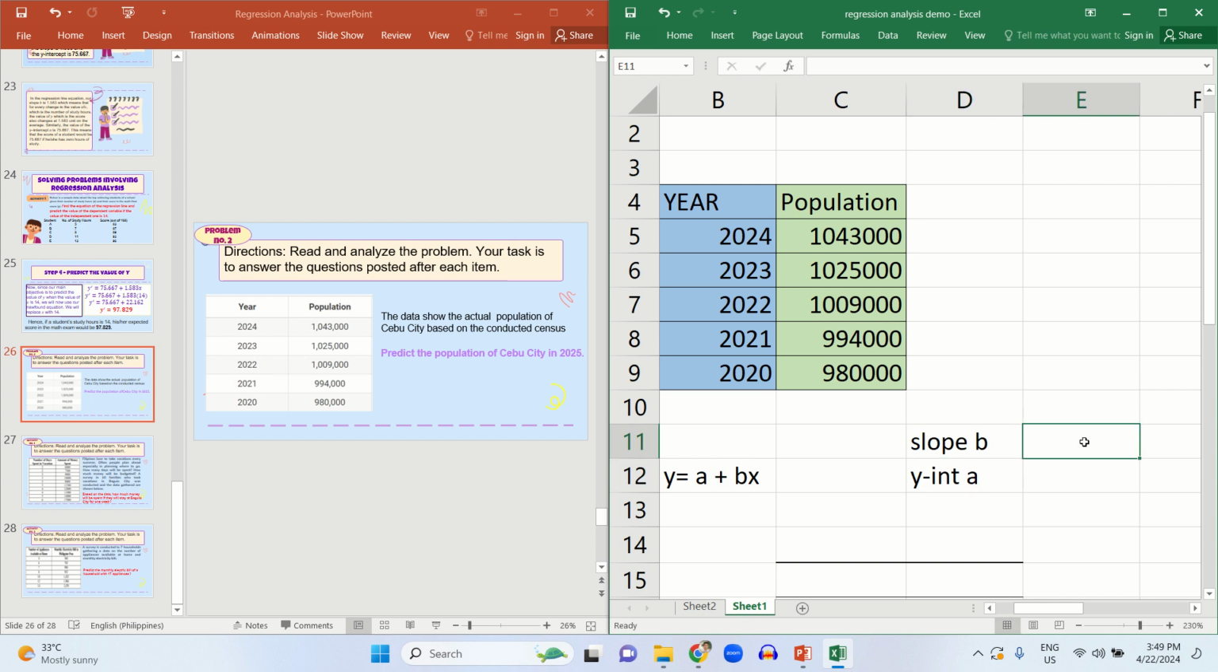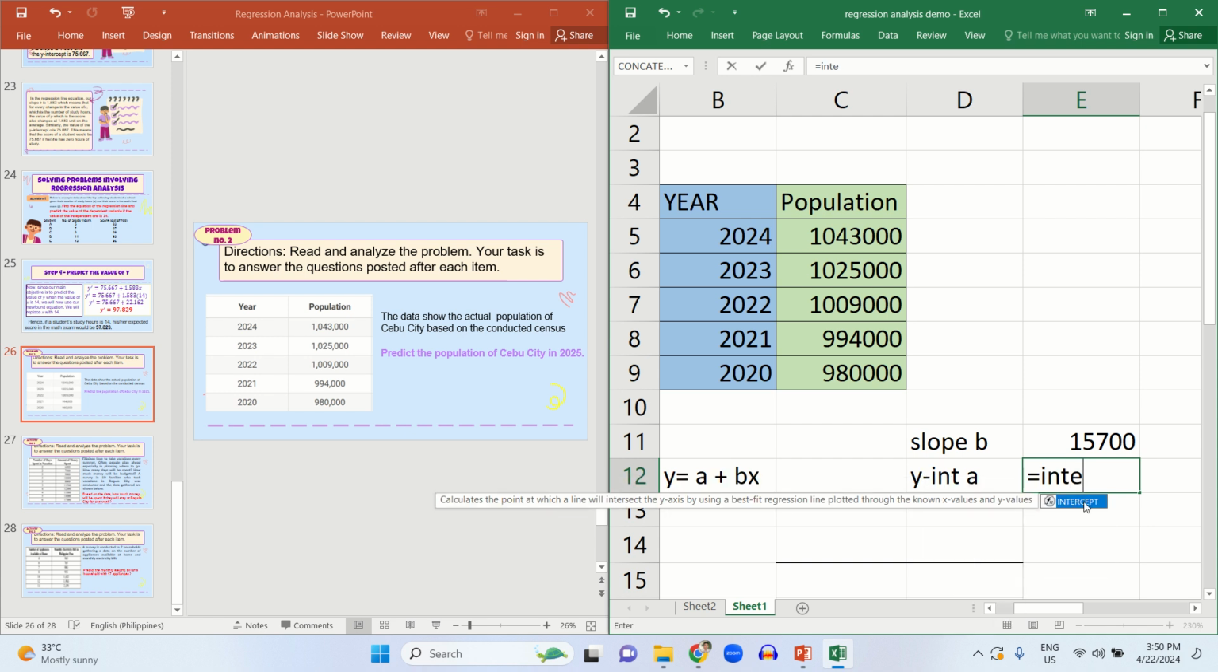So the formula is very easy. Just click equals slope, and you will be able to find the slope. Slope, and then the y's. What are the y's? The population, no? Which is the dependent variable. Just highlight everything, comma, and the x's, which are from 2024 to 2020. The slope is 15,700.